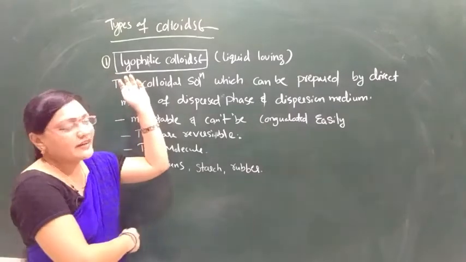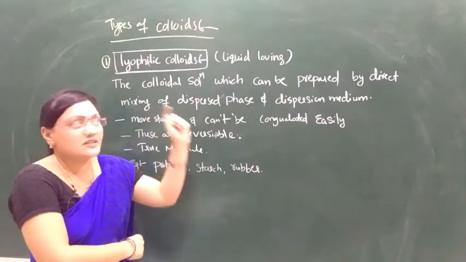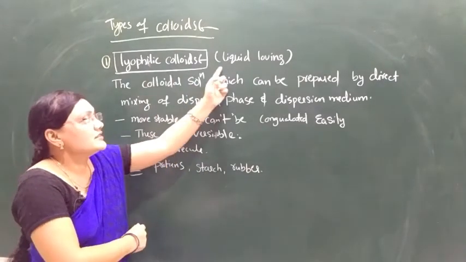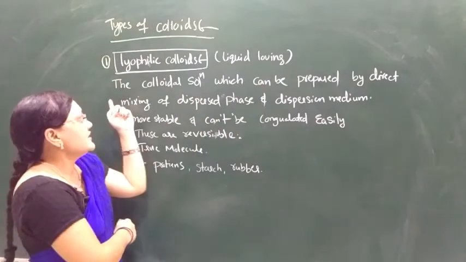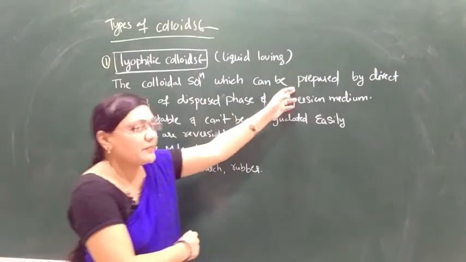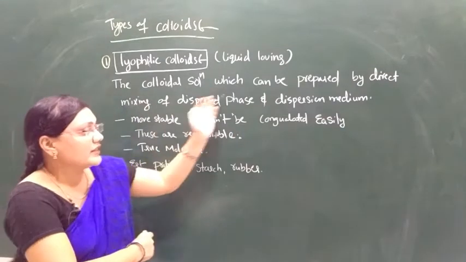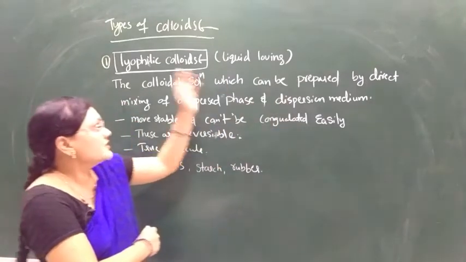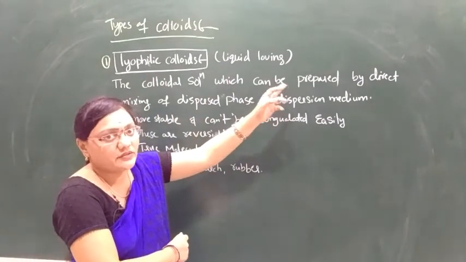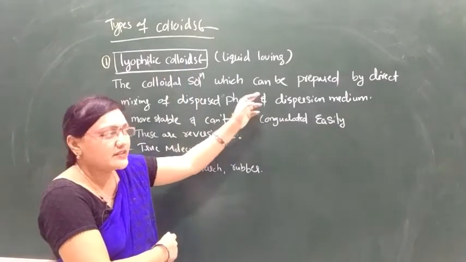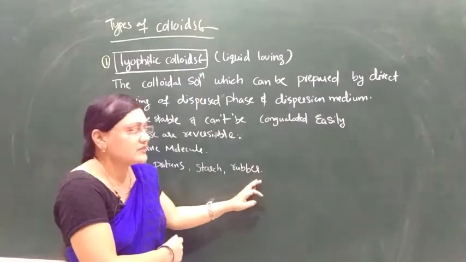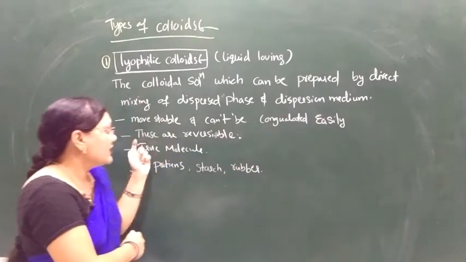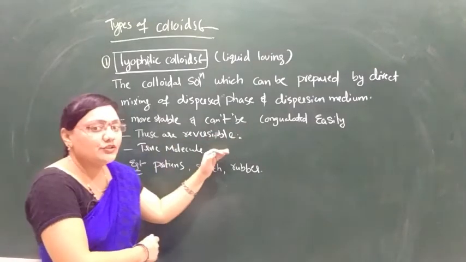These are the types of colloids. There are two types: the first is lyophilic colloids, the second is lyophobic colloids. Lyophilic means liquid loving. It is a colloidal solution which can be prepared by the direct mixing of dispersal phase and dispersion medium. These are water loving colloids, for example proteins, starch and rubbers. They are more stable and cannot be coagulated easily. They are reversible and true molecules.